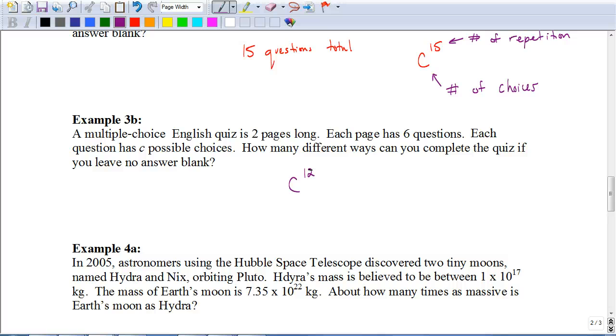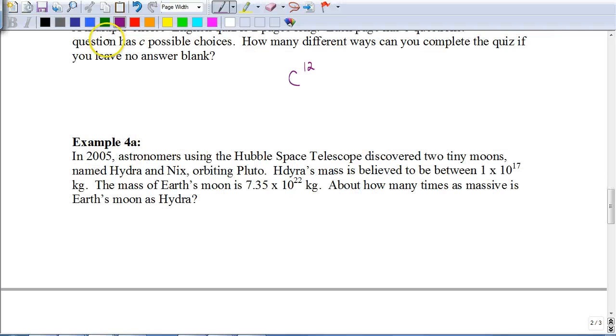Let's look at another story problem. This one here, it says, in 2005, astronomers using the Hubble Space Telescope discovered 2 tiny moons named Hydra and Nix orbiting Pluto. Oops. Hydra's mass is believed to be between, actually let's change this, there's a typo. We're going to change it to be 2.4 times 10 to the 18th. Okay, so Hydra's mass is believed to be 2.4 times 10 to the 18th. And in kilograms, the mass of Earth's moon is 7.35 times 10 to the 22nd kilograms. How many times as massive is Earth's moon as Hydra?